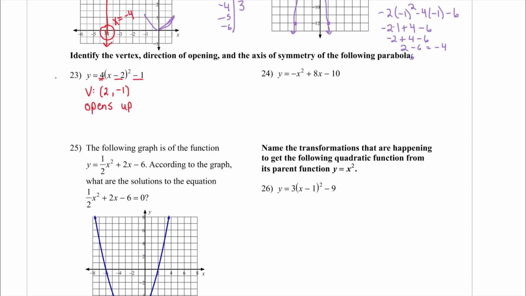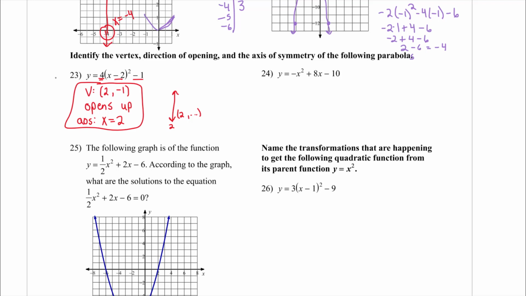And then the axis of symmetry is the x value of the vertex, but it's an equation of a line, so we put x equals 2, because that refers to a vertical line that is going through 2, that all of the points on this line are 2, something. So this would be our answer.